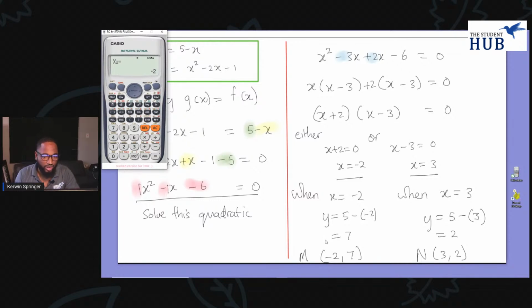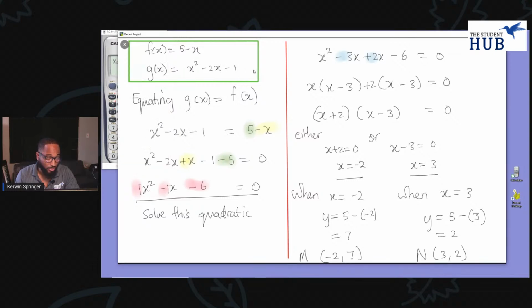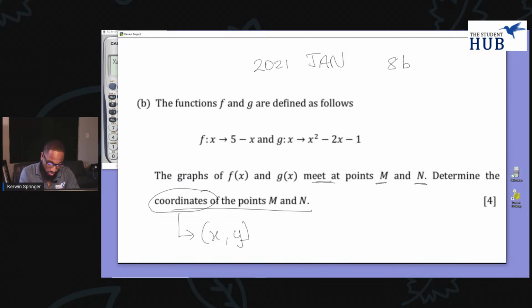Another way we can verify the answer is to take this -2 and substitute it into the big formula and hope that we get 7. And if we do, we're 100% sure that we're collecting the marks that are awarded for this question. 4 marks. This is a healthy amount of marks for a question, eh? So you're seeing this style of simultaneous equations in functions. Important that you understand this style.